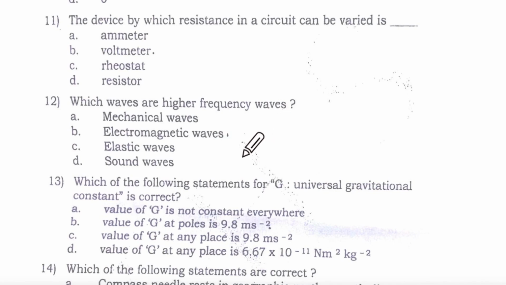Sound waves are also called elastic waves. These are linked together, so probably they mean this. Have they written in electromagnetic waves as higher frequency waves? Sound waves. I think electromagnetic will be the correct option. It's not there? No. Did you find this in the textbook? No, ma'am. It's not there.